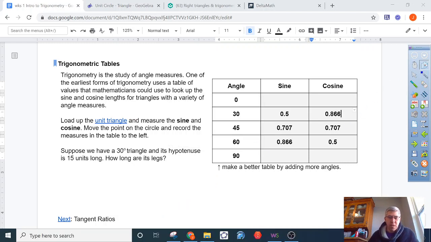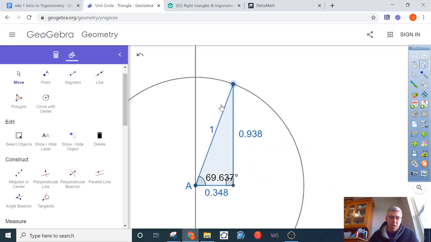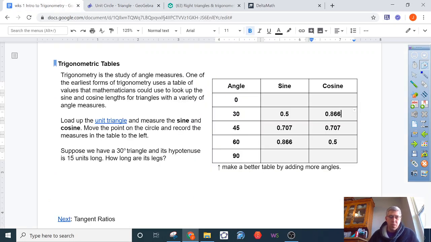All right, so let's finish this little one by looking at the 0-degree angle. If I go to 0 degrees, notice that there's no height, there's no sine. The sine is 0, the cosine is 1. If I go to 90 degrees, the sine is 1, the cosine is 0. So at 0 degrees, there is no sine, the cosine is 1 unit. And at 90 degrees, there is no cosine, the sine is 1 unit. We would make a better table by adding more angles here, like all the angles between 0 and 30, and even the fractions of angles that go between those.